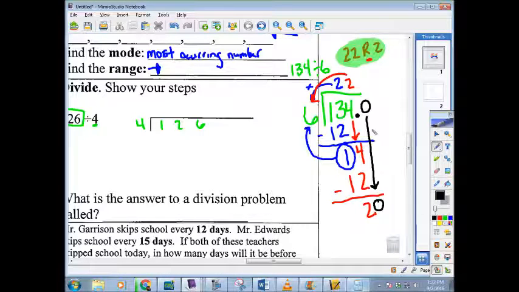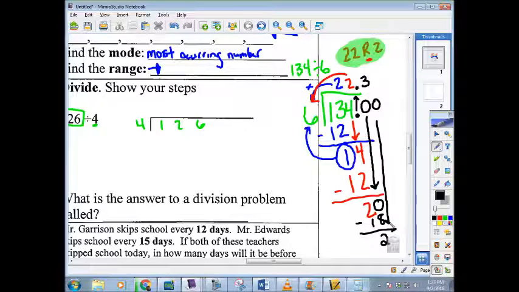Now 6 goes into 20. Notice this decimal has to go straight up. This should look familiar. You should have done this in 5th grade. 6 goes into 20 3 times. Now I'm going to multiply 6 times 3 and get 18. I'm going to subtract that and I'm going to get 2. I still have a remainder, so I need to bring down another 0.